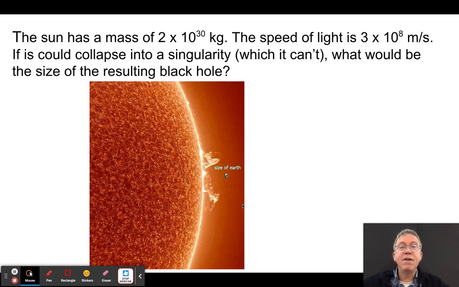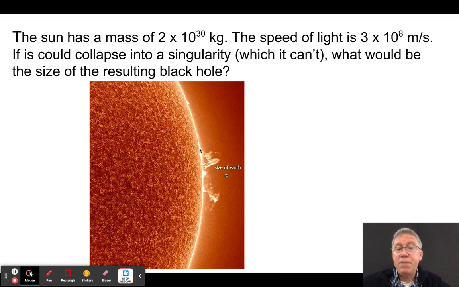So what would happen if the sun was to become a black hole? How big would it be? All right. So just so you know, the sun is huge, right? I love this picture here. If this is the size of the sun, this is the size of the Earth. It gives you a sense of just how freaking big this thing is. And remember, it's 99.9% the mass of the entire solar system. So the sun's mass is 2 times 10 to the 30th kilograms, and the speed of light is 3 times 10 to the 8 meters per second, which, by the way, is a value worth knowing. It's a constant in the universe. If the sun could collapse into a singularity, which it can't, it would have to be about 2.5 times more massive than it is.